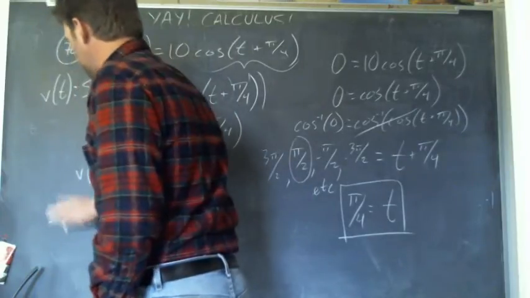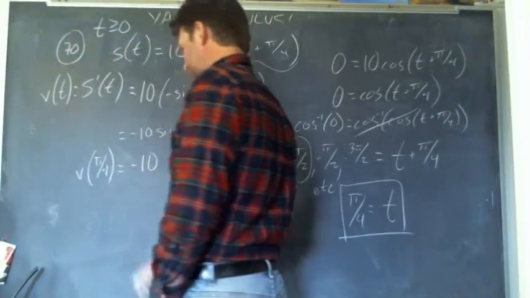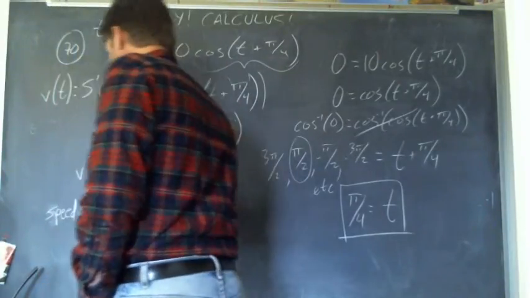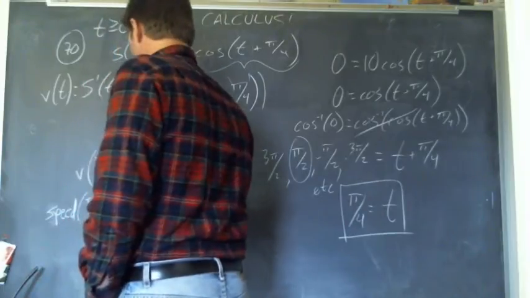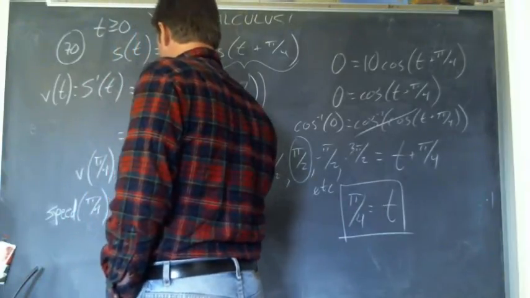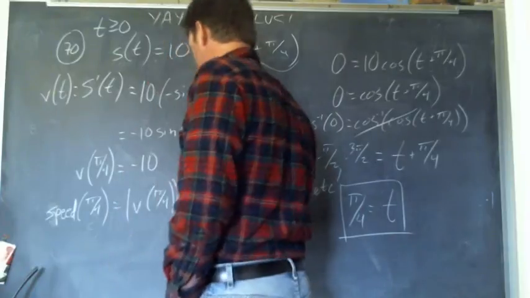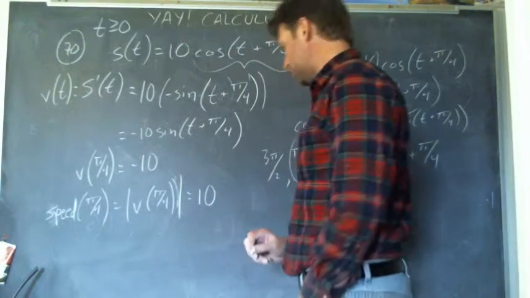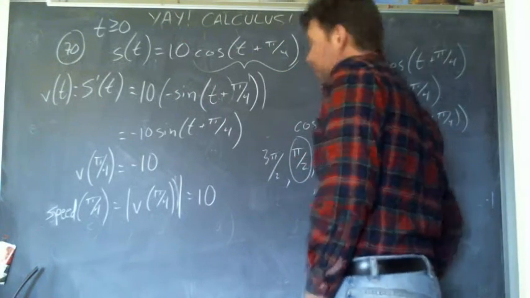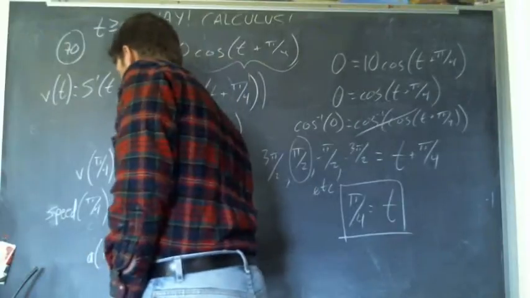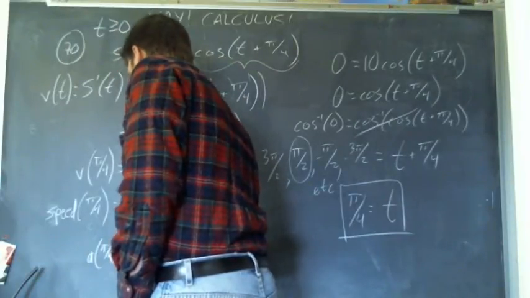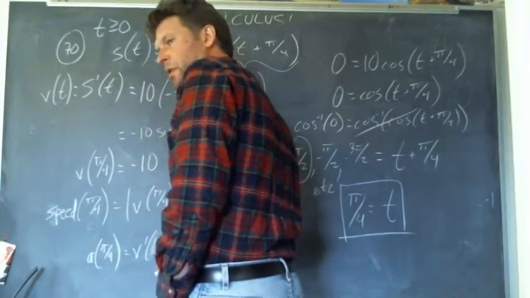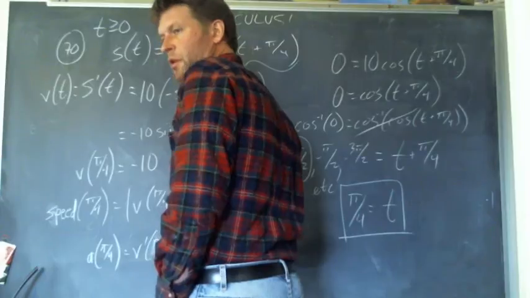Speed, s. We already used s. No reason we can't have a 5-letter function. Speed at pi over 4 is going to equal the absolute value of the velocity at pi over 4. The speed is just directionless velocity. That's going to equal 10 as well. And our acceleration at pi over 4 is going to equal the first derivative of our velocity at pi over 4. Oh, I'm running out of time. That's that.